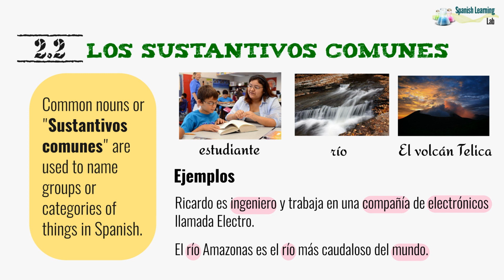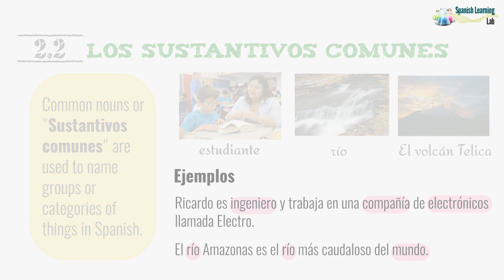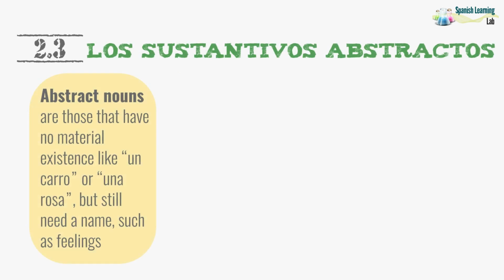Check out how proper nouns and common nouns in Spanish are used in sentences. Ricardo es ingeniero y trabaja en una compañía de electrónicos llamada Electro. El río Amazonas es el río más caudaloso del mundo. In this example, most words would be considered common nouns, except for the ones beginning with capital letters.